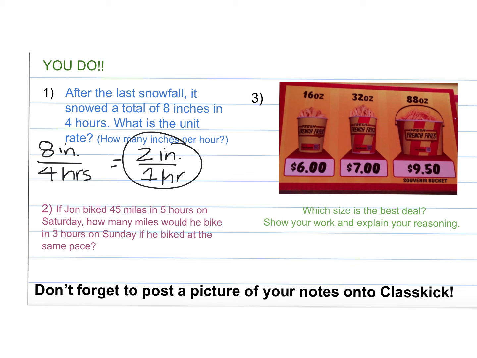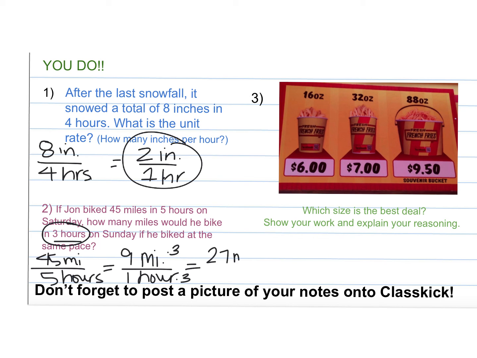If John biked 45 miles in 5 hours on Saturday, how many miles would he bike in 3 hours on Sunday if he biked at the same pace? So 45 miles, 5 hours. We want to know how many miles for 1 hour. 45 divided by 5 is 9. So he biked 9 miles every hour. If he's going to go for 3 hours on Sunday, then we multiply times 3, and we would get 27 miles in 3 hours.